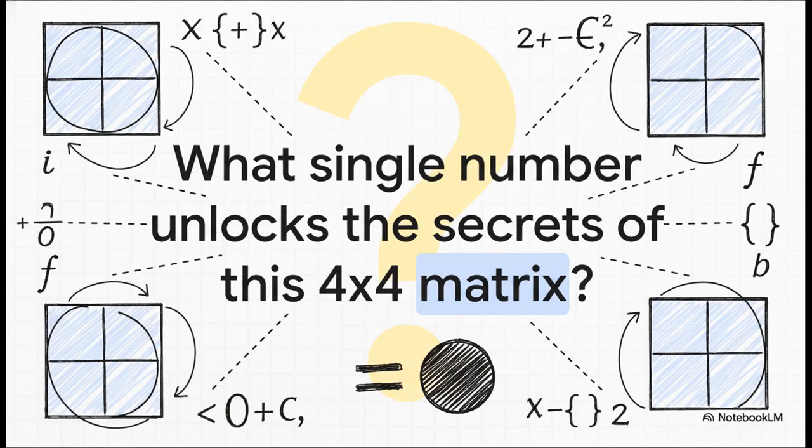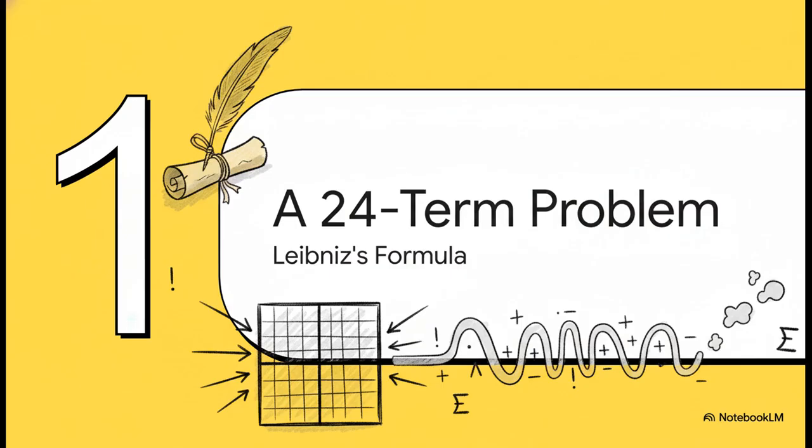So here it is, our 4x4 matrix. The big question is, what single number can unlock the secrets hidden inside these 16 values? That number is the determinant. Our mission, should we choose to accept it, is to figure out how we get from this big grid of numbers down to just one. To get there, we're going to dust off a formula from the 17th century, cooked up by the one and only Gottfried Leibniz. And I'll give you a heads up, it can look like a bit of a monster at first, but it's absolutely the key to solving our puzzle.